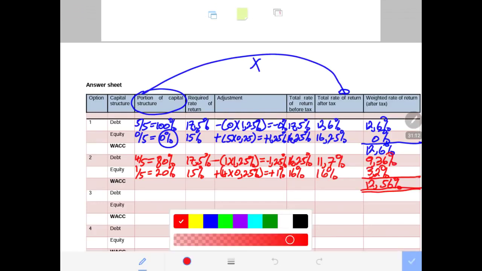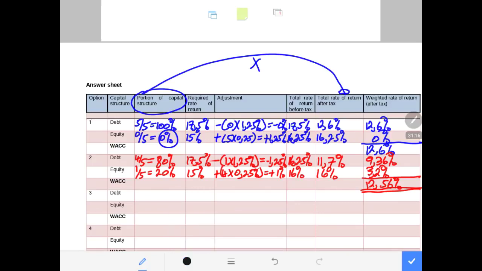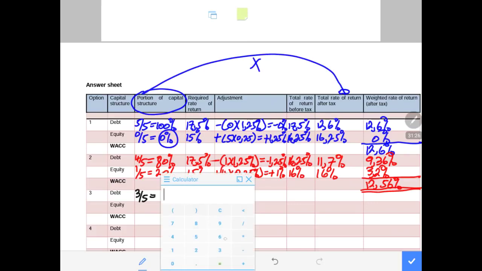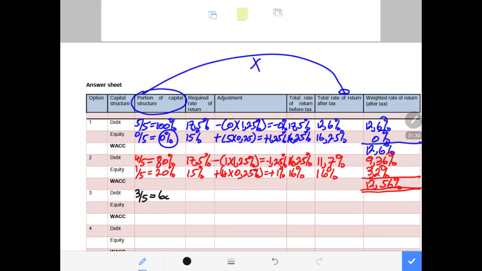Then the next funding instrument will be that of us having to take only 3 of the 75,000 out of the 5 through debt. Let us look at what 3 out of 5 means. 3 will mean we can take 60% of debt. Therefore, we take 2 out of the 5 through equity. 2 out of the 5 will definitely give us 40%, because the total weight must always add up to 100%.